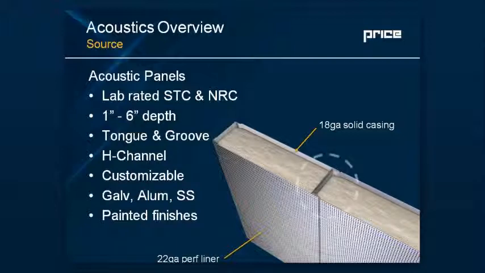Some acoustic panels are provided with a tongue and groove joint, so the benefit here is you're getting better consistency and performance across the panel assembly. This is also true for thermal reasons. You're not having any sort of short-circuiting. Whereas if you went with an H-channel, you wouldn't have the same consistency across the assembly.